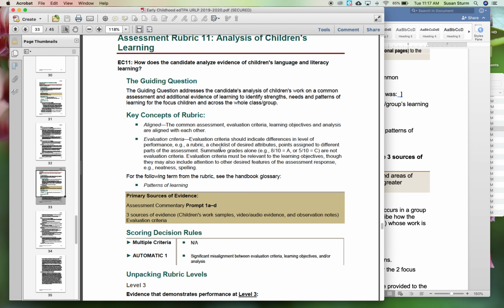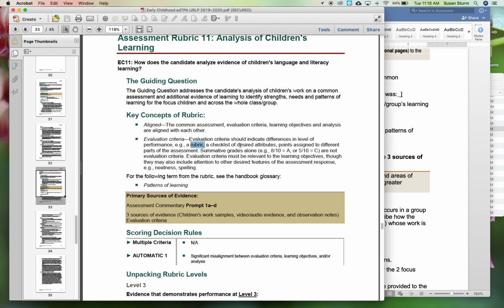Then your evaluation criteria, this is just the instrument that you're using, should indicate the differences in levels of performance. So for example, a rubric is the perfect edTPA assessment. I highly recommend, if you did not design a rubric, that you do. Because rubrics allow you to say a level 1 would get this score, a level 2 would get this score, a level 3 would get this score. Super easy, clear, done for you, and just part of the design of a rubric.